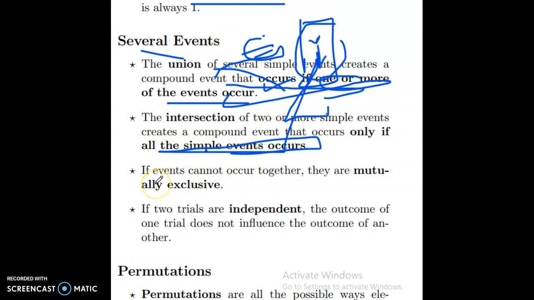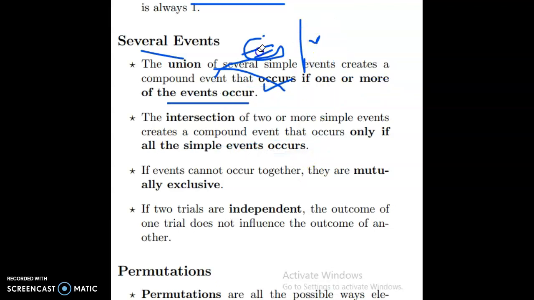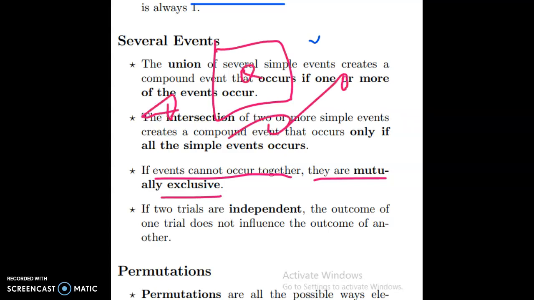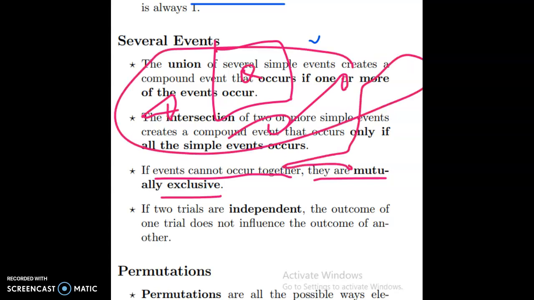If events cannot occur together, they are mutually exclusive.